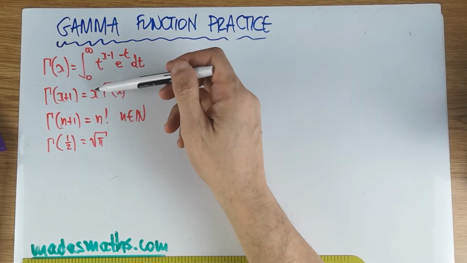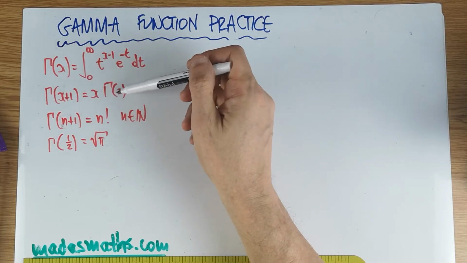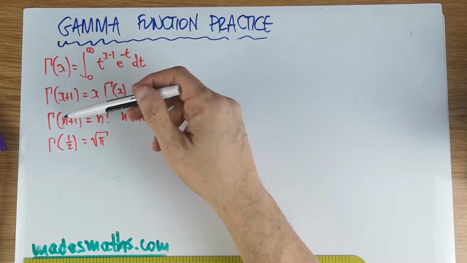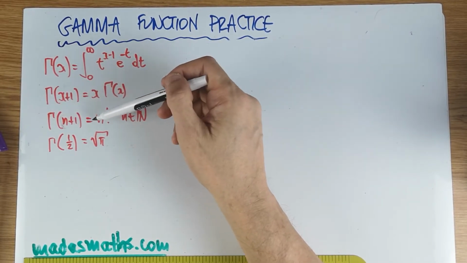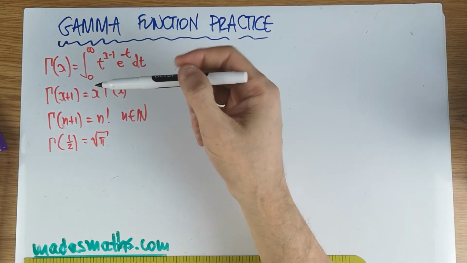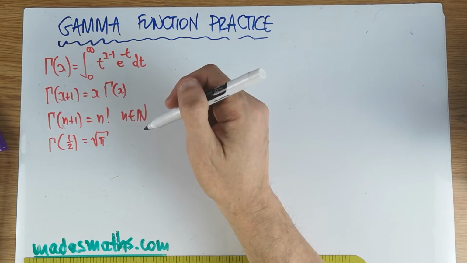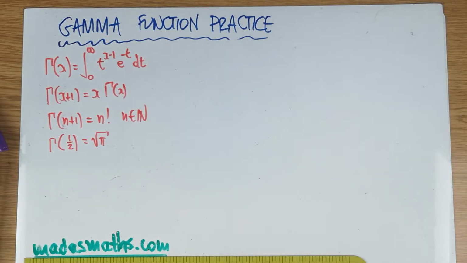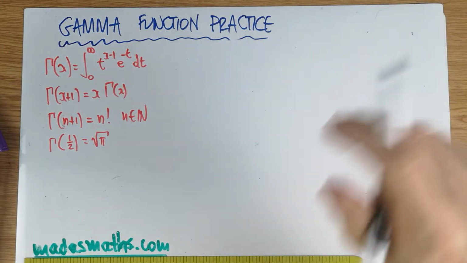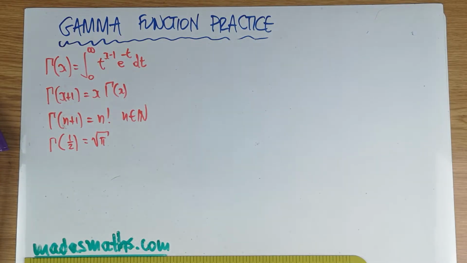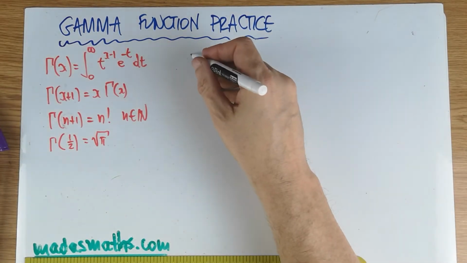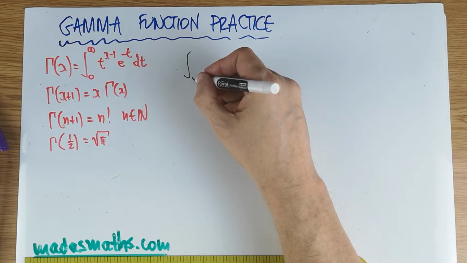The recurrence relation that often comes in evaluations. If n is an integer, gamma of n plus 1 is the same as n factorial. And the special result, gamma of a half is the square root of pi, which I have actually spent time proving separately. So I have three questions to do today. They're very quick, not really long or complicated.